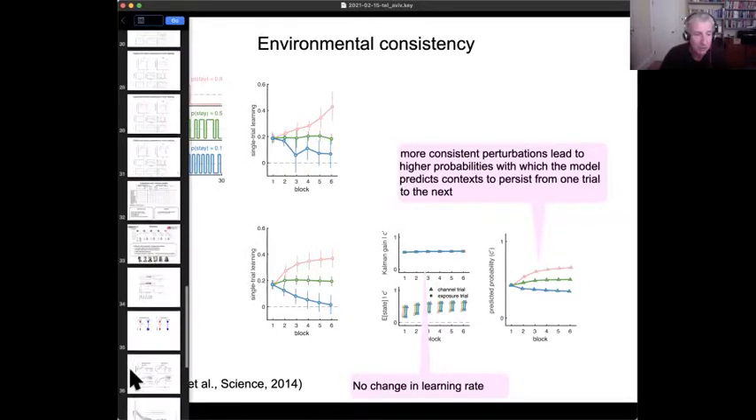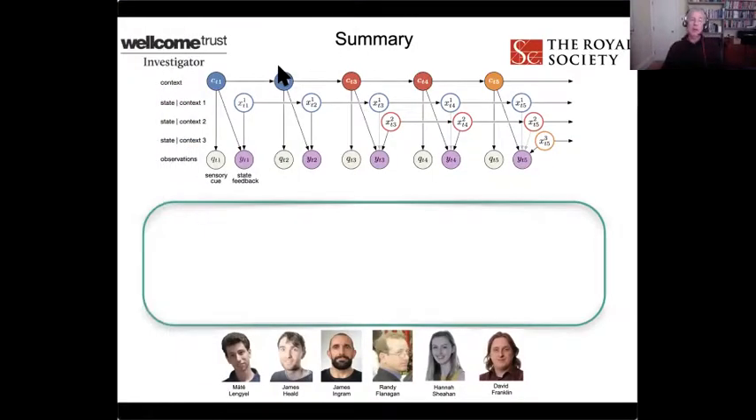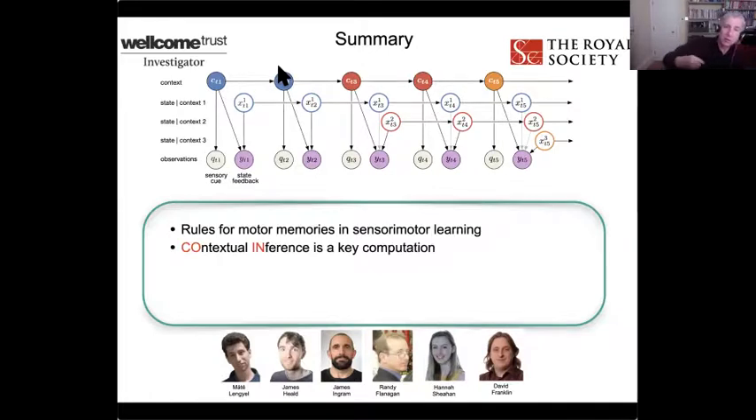Okay, I'm going to skip the cognitive part and just move to the end. So we think we're beginning to understand some of the rules for motor memories and sensory learning in terms of leading and follow-through, but we're excited about the COIN model because effectively it suggests, rather surprisingly, that contextual inference is a key thing which dominates many of the properties of motor learning. It's not about learning state, which may be fast, it's about estimating the context you're in.